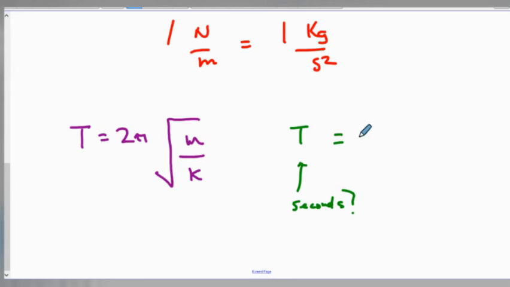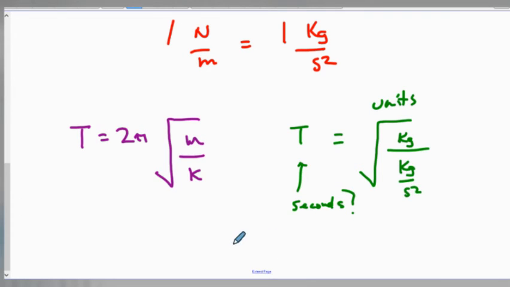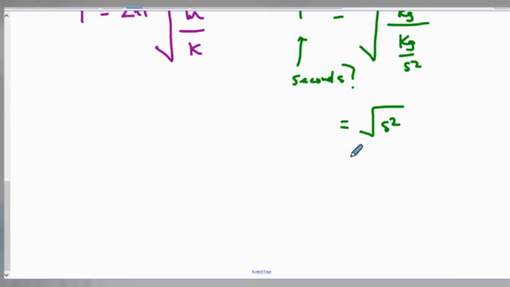Well, that's going to be 2 times pi, and there's no units for 2, and there's no units for pi. So when we just look at our units only, it's the square root of mass in kilograms, divided by our k units, which are kilograms per second squared. So a kilogram divided by a kilogram divided by a second squared is the same thing as a second squared. And so the units are the square root of second squareds, which are seconds. So our units work out beautifully in this equation.